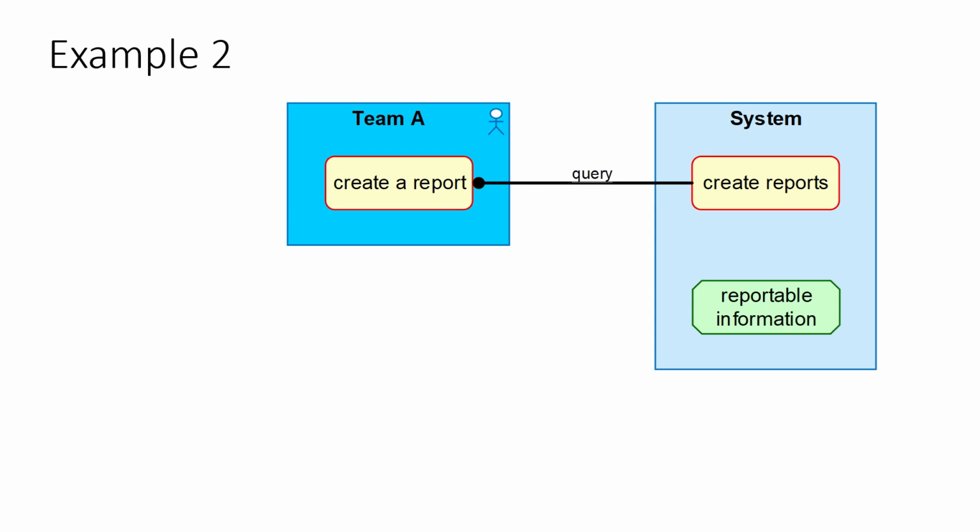The team queries the system for a report. The anchor of the functional access relationship shows which activity it is that initiates the functional access. The function of the system reads from the reportable information, and again notice the direction of the arrow.